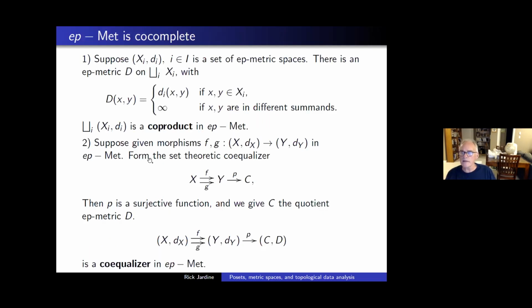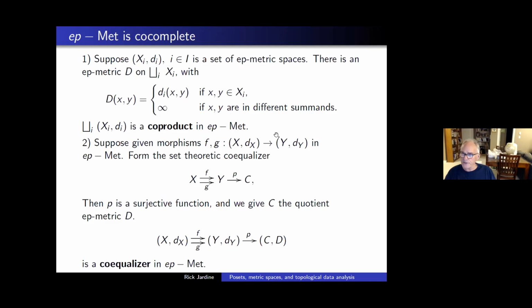Suppose I give you a big collection of EP metric spaces. Take the disjoint union of the underlying sets. I can construct an EP metric on that disjoint union, which just restricts to the metrics on each of the summands, but where each point in X_i is infinite distance from each point in X_j if i is not equal to j. I may have muttered something earlier about this infinite distance being good at picking off path components, and this is exactly why. So there's this new EP metric on this disjoint union of copies of various EP metric spaces. And this thing just wouldn't exist in metric spaces, because you require infinite distance.